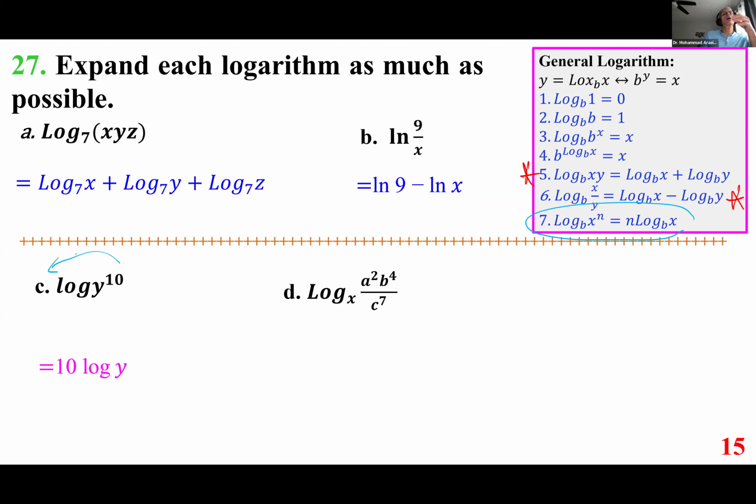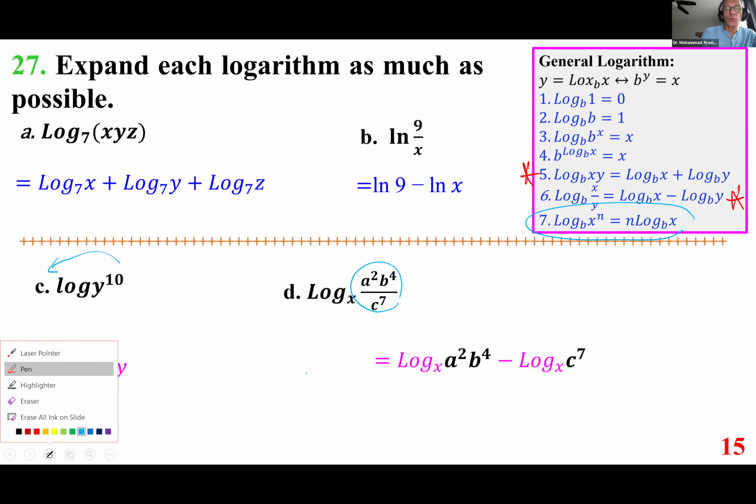Now, part D, we're going to combine all of those. So first, we have a fraction, so log of the numerator minus the log of the denominator. That is the quotient rule, everybody. In other words, number 6. Then we are going to separate this one into log a squared plus log b to the power of 4. Both of them have the same base, namely x. This is using number 5, the product rule.